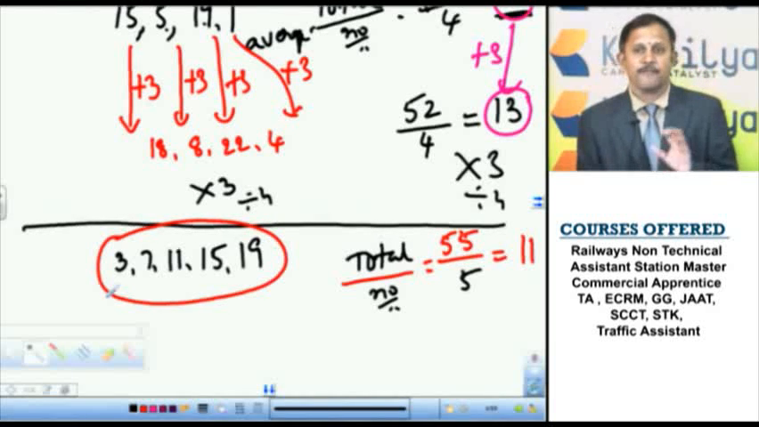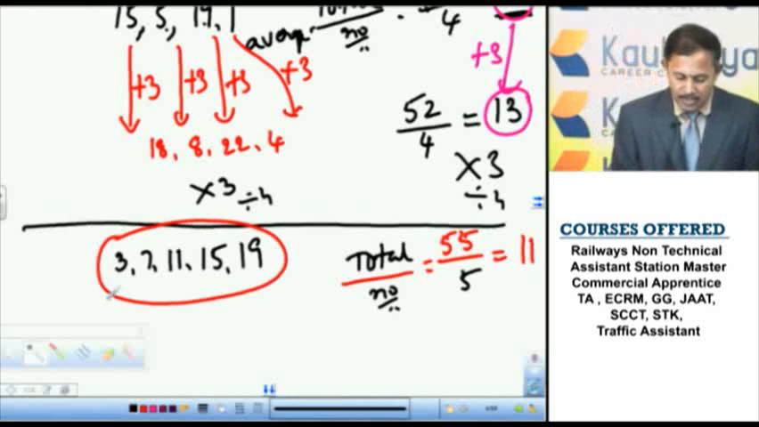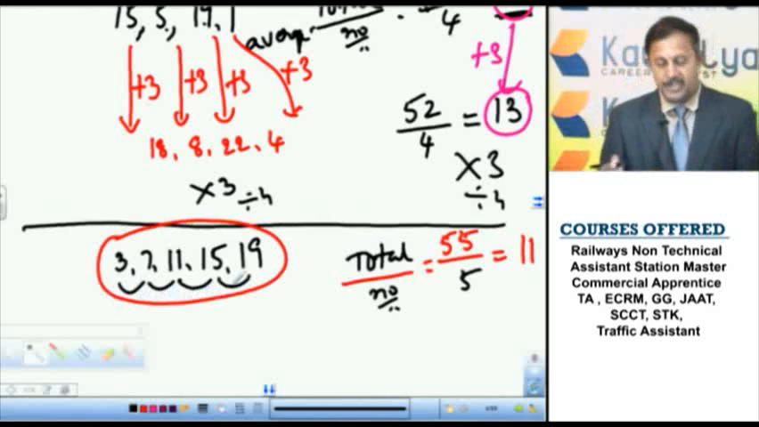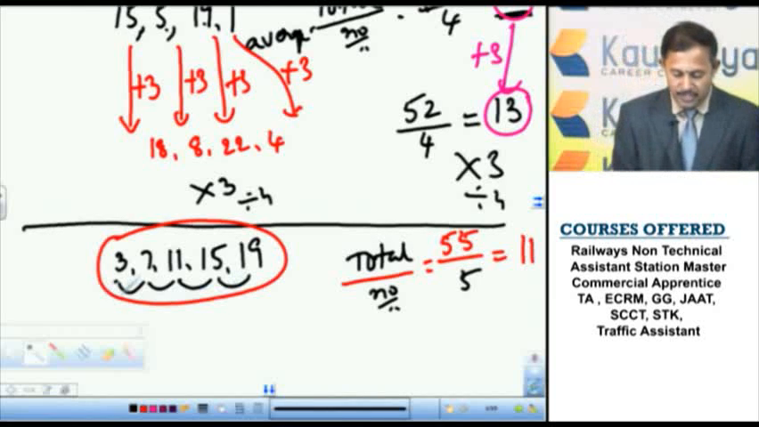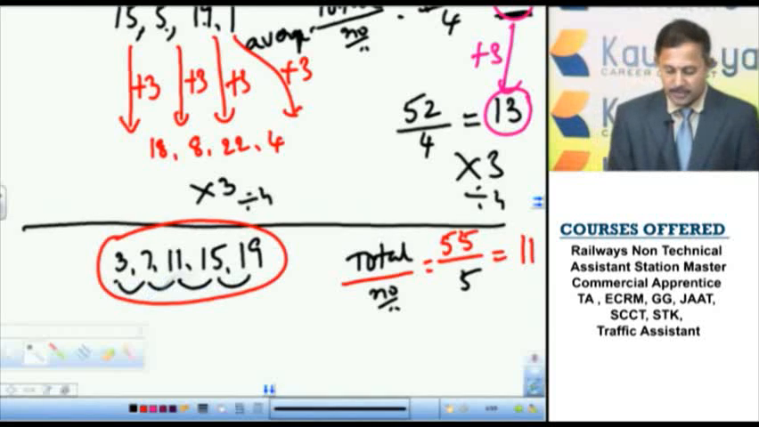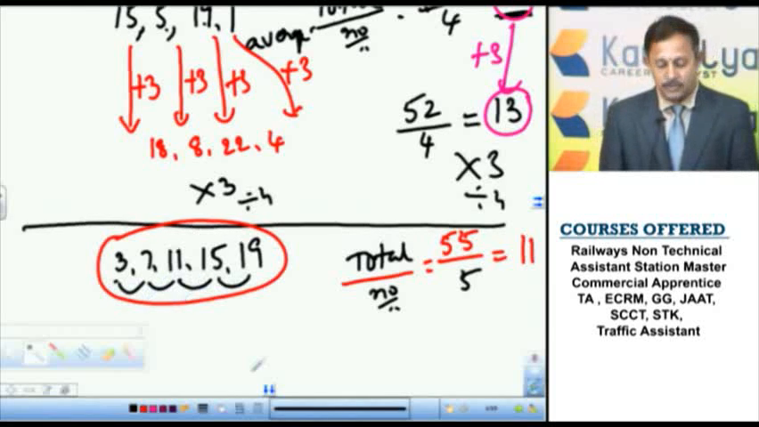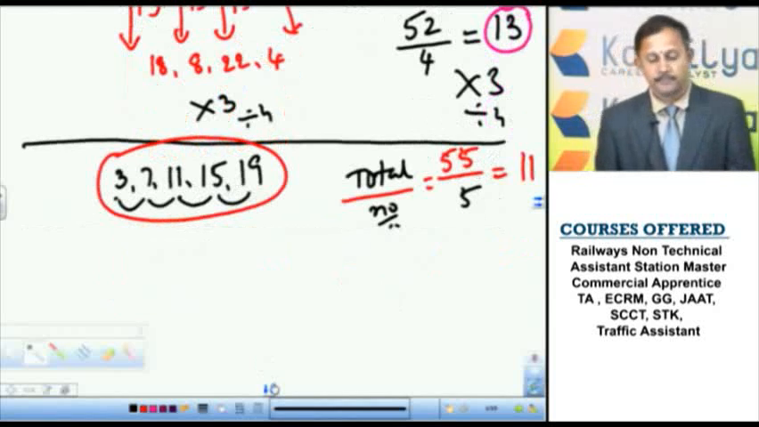But some of you can observe that in 3, 7, 11, 15, 19, for this set of elements, the difference between successive elements is constant. The difference of these two is 4, the difference of these two, 4, the difference of these two, 4, like that. So here we can generalize a condition.